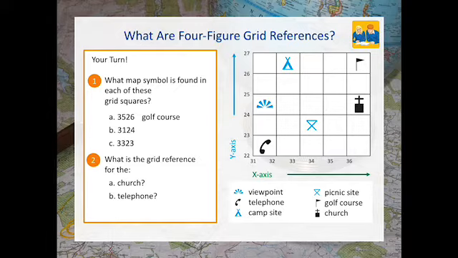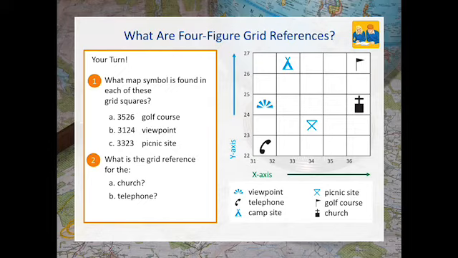The next one, 3124. 31 being the number on the x-axis and 24 being the number on the y-axis. Did you get the viewpoint? Number C, 3323. 33 once again refers to the number on the x-axis and 23 the number on the y-axis. Did you get the picnic site?